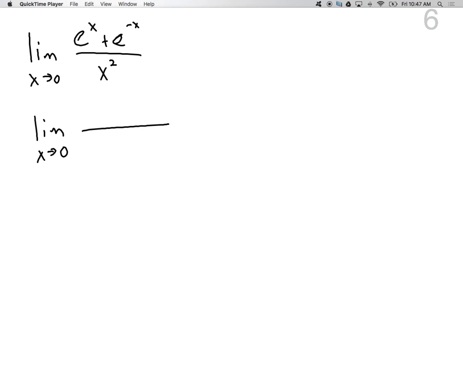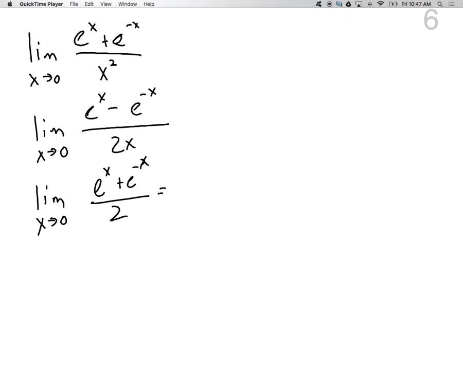Okay, so you took the derivative of the top and got what? e to the x plus e to the negative x over... oh, I'm sorry, that's the first thing. And then e to the x minus e to the negative x over 2x. Okay, good. 0 over 0. And you can't do that. So then went to the next step: e to the x plus e to the negative x over 2.